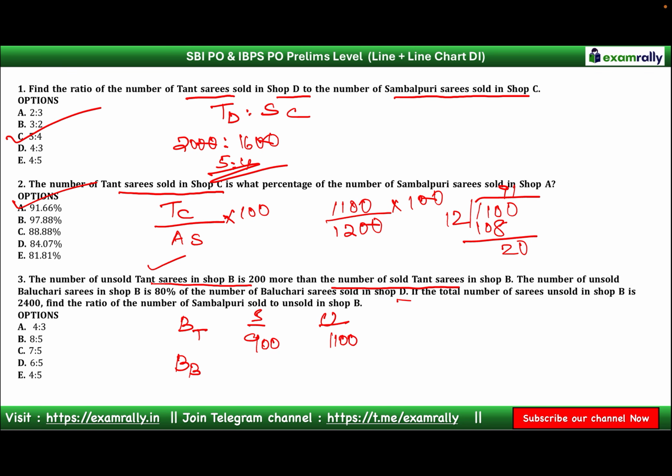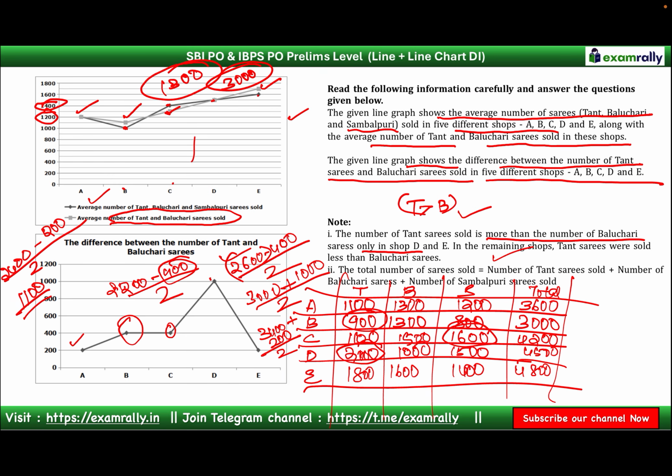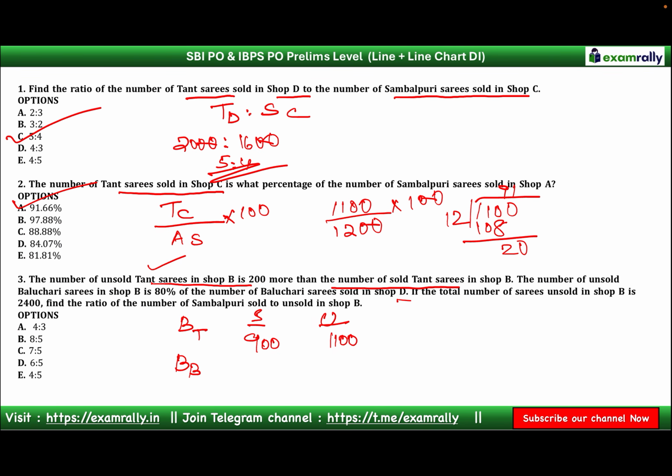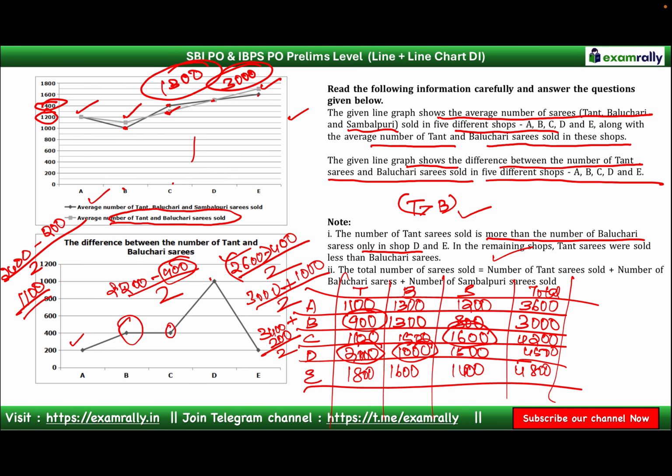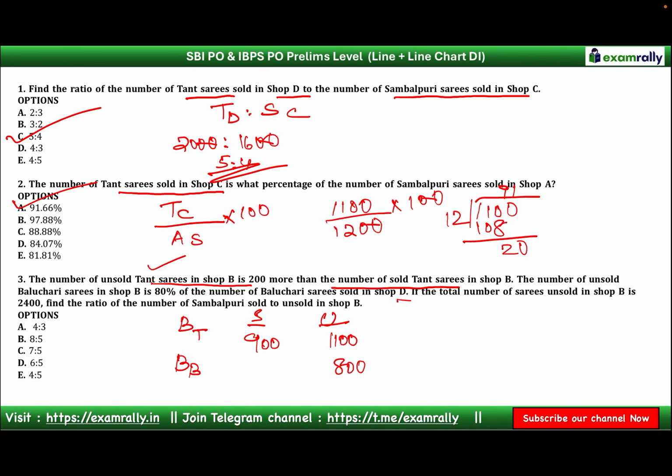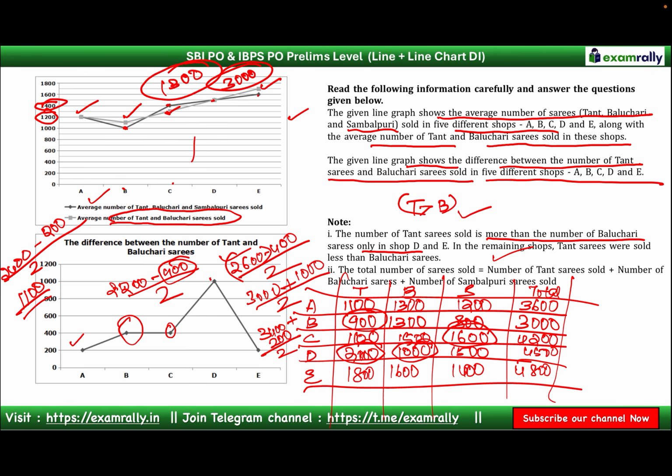See here, it is comparing with the shop D Baluchari sold. Okay, don't get confused. So Baluchari sarees sold in shop D is what? 1000. So 80% of it is unsold, means here it will be what? 800. Okay, so sold will be equal to in B what? Baluchari, that is 1300.